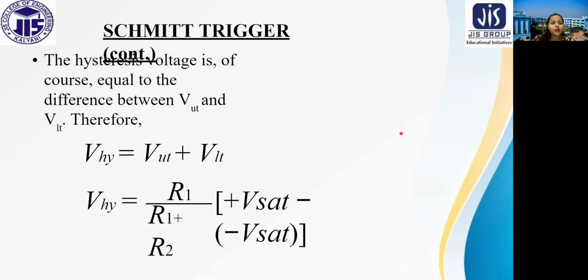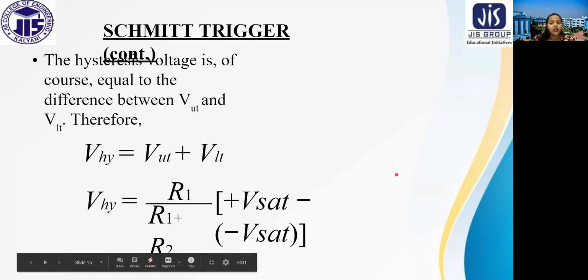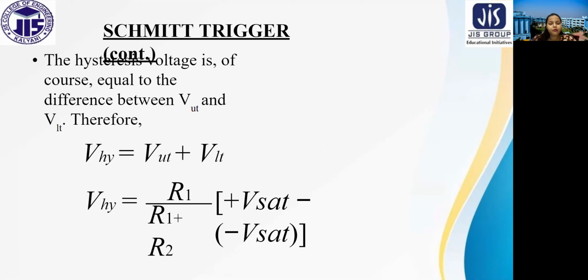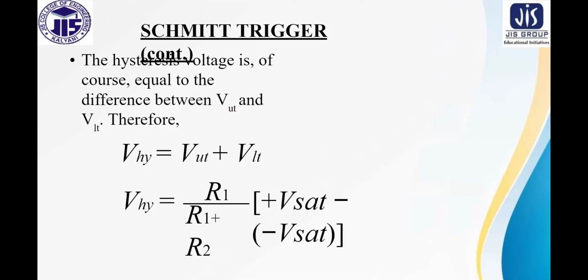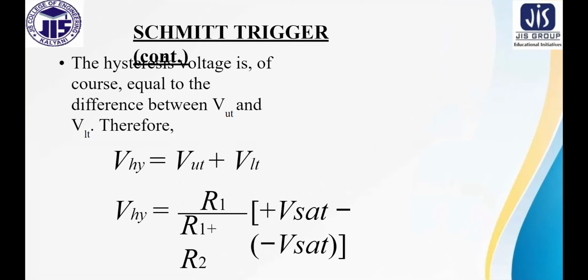The hysteresis voltage is of course equal to the difference between upper threshold and lower threshold. Therefore, write down the equation. It is the equation of hysteresis voltage, where hysteresis voltage is the difference.